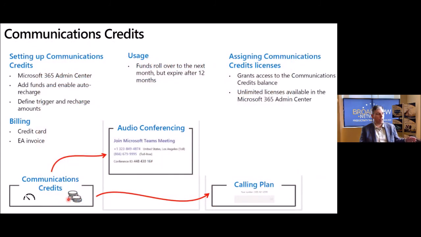So communication credits are just the way you pay for any toll charges over and above what's built into either the regular audio conferencing or your calling plan. Hopefully that wasn't too complicated. If anyone has questions about that, they can certainly ask them in the Q&A. And of course, we could always do a follow-up conversation for exactly how all this licensing works out.